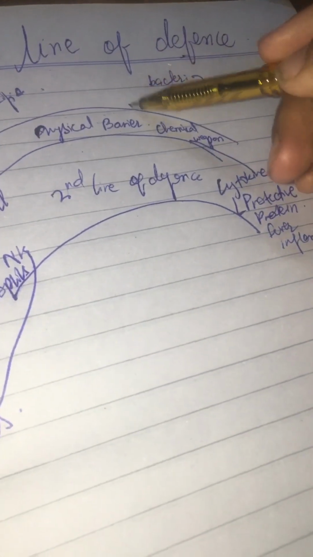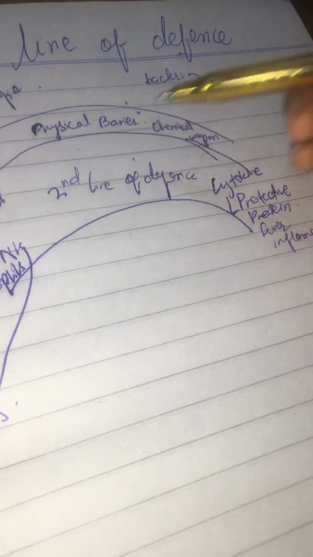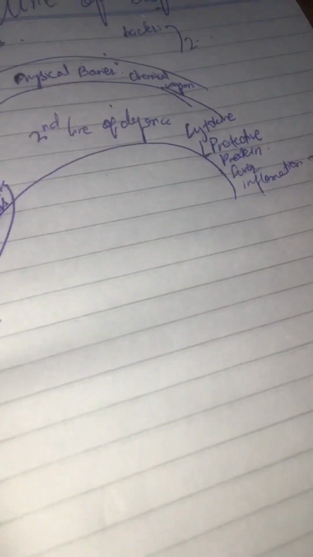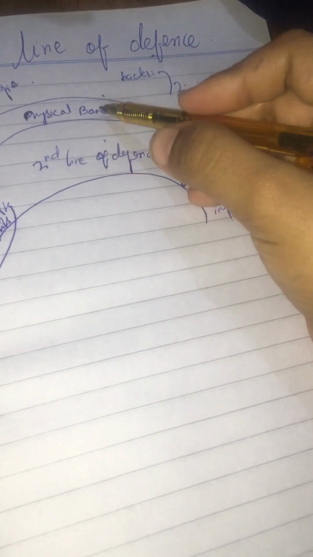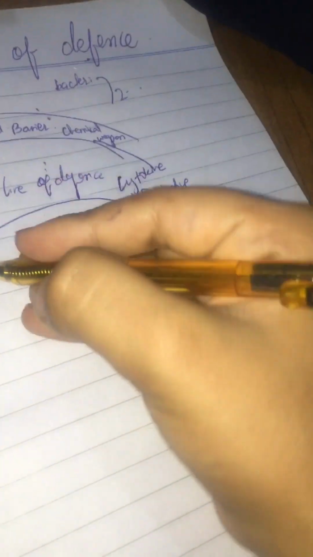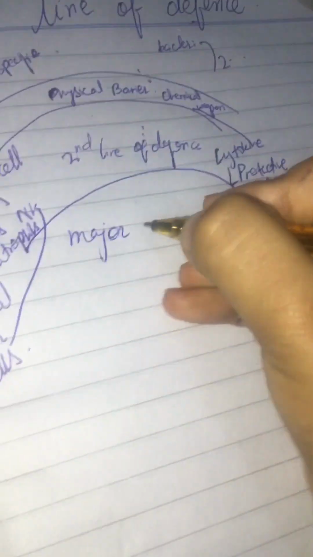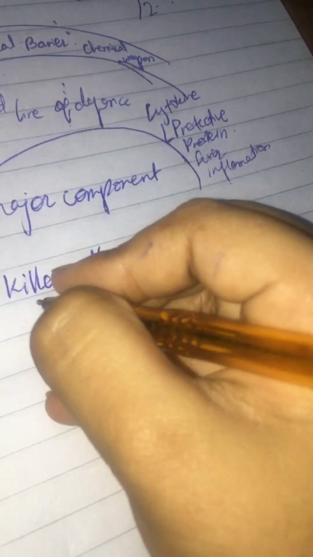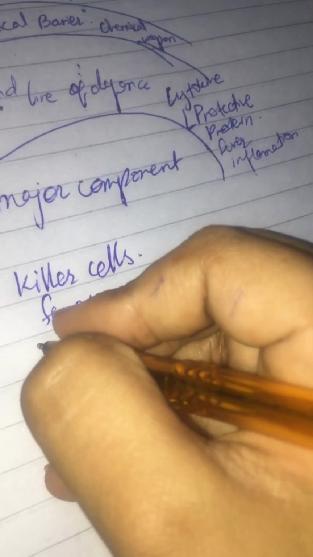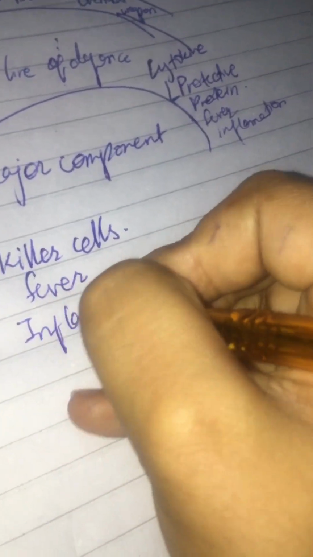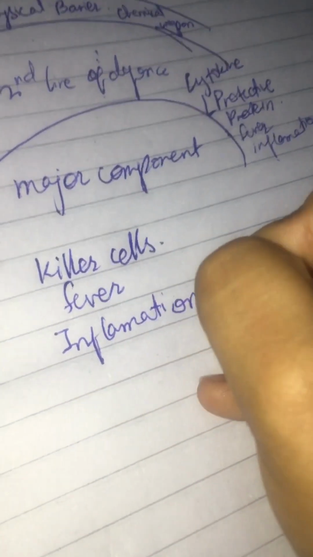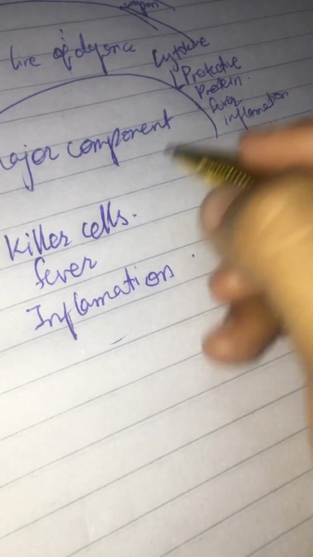This means if bacteria cross the first barrier, it will enter the second line of defense, in which we will get very mild fever and inflammation. So as bacteria cross the first line, they enter the second line. Here we have major components which will be discussed: killer cells, fever, and inflammation. These three are the major components of the second line of defense.